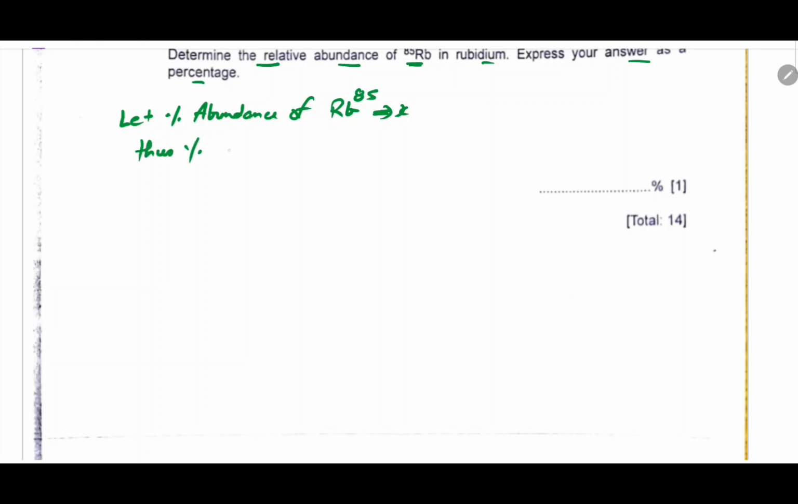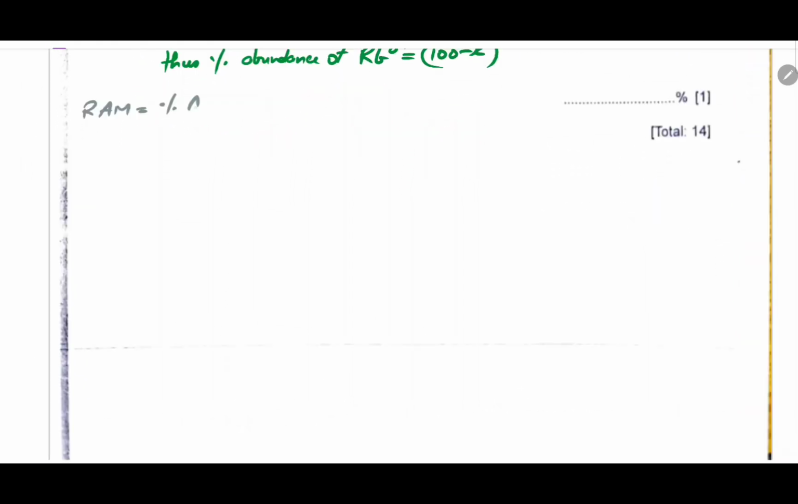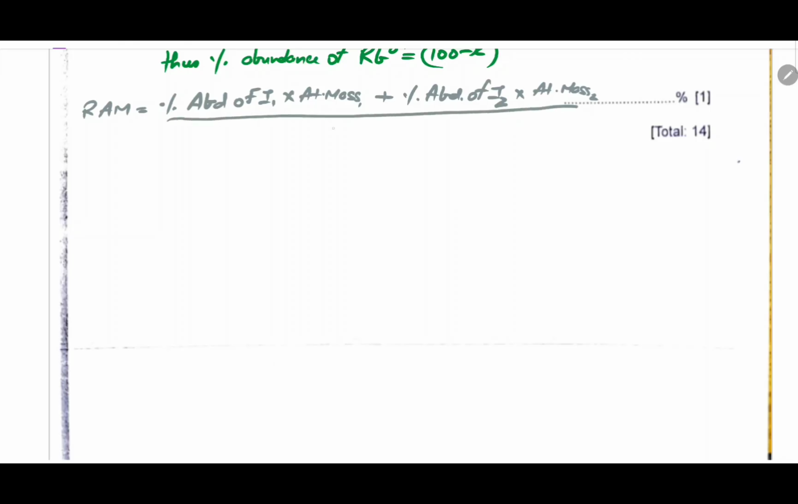Thus, the percentage abundance of Rb87 will be 100 minus X, because the total percentage abundance is 100. Now, to find the relative atomic mass, the formula is: percentage abundance of isotope 1 times atomic mass of isotope 1, plus percentage abundance of isotope 2 times atomic mass of isotope 2, upon 100. That is the formula.